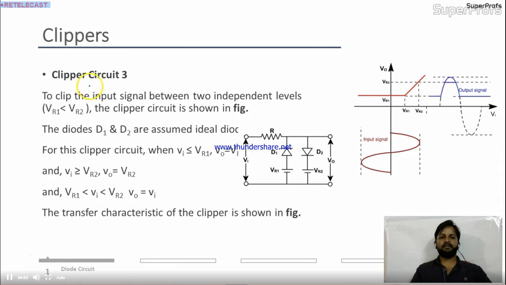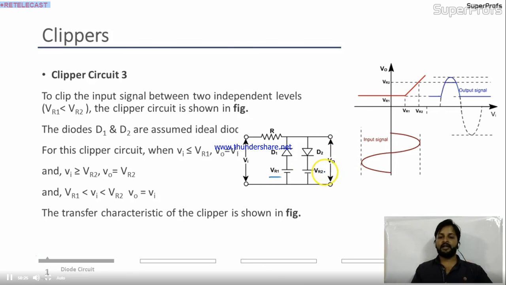Come to the third one. In the third one, we are using a bit tedious circuit, because we are using case 1 and case 2 together. So this is Vi, R, D1 and D2. They are connected with VR1 and VR2, the first reference voltage and the second reference voltage. In this case also it is asking for the V0 node. So what are the cases over here?